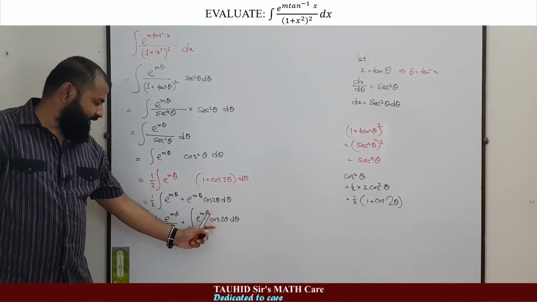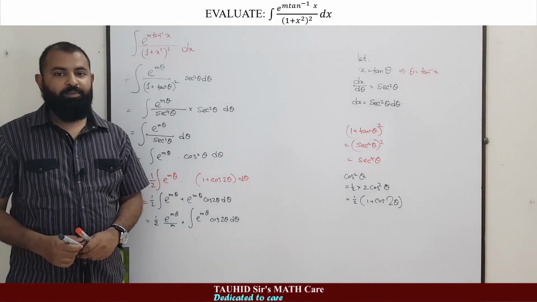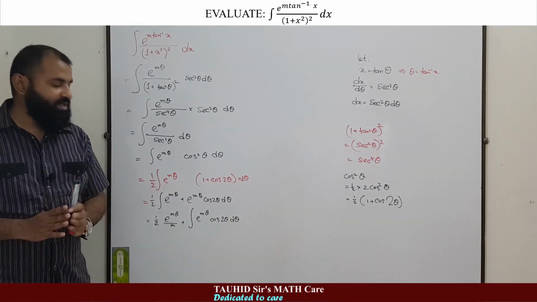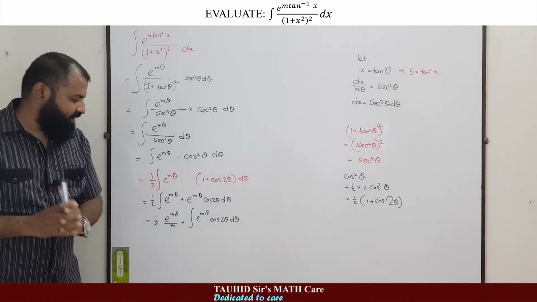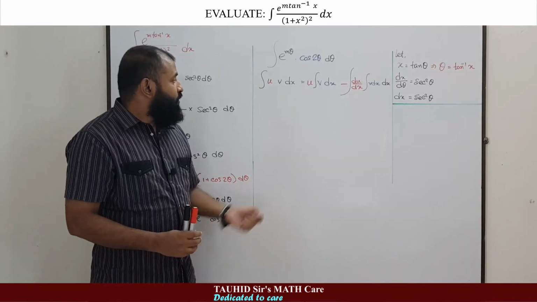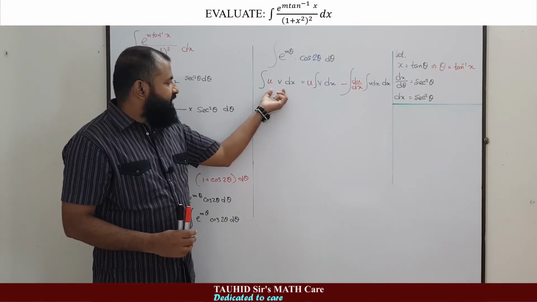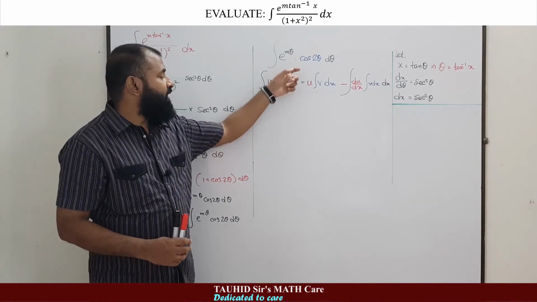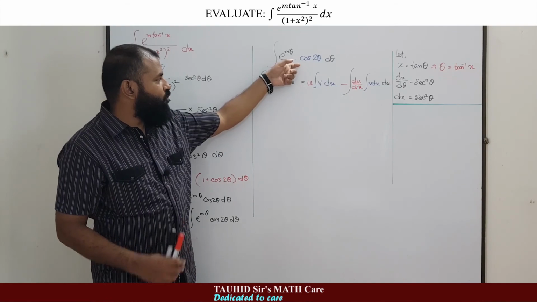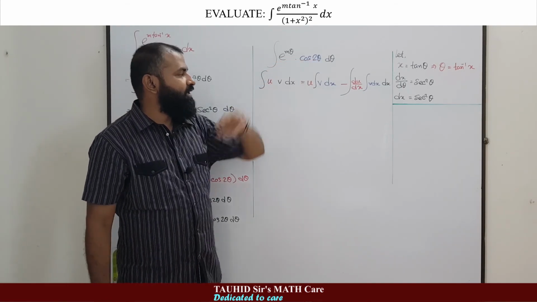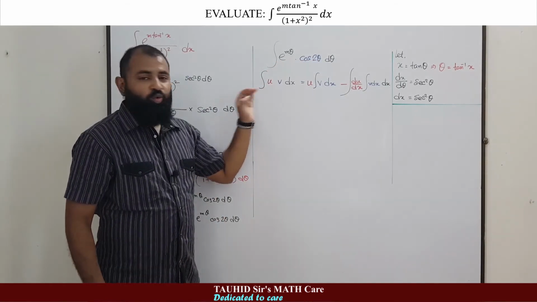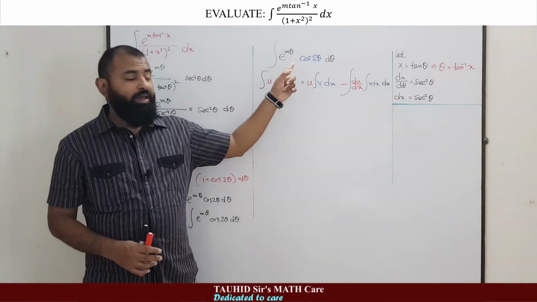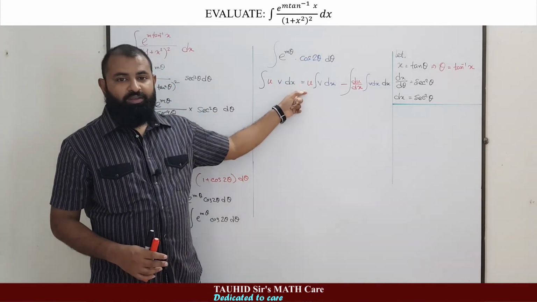We need to integrate this by integration by parts. That means integration of UV rule. We will use integration of UV rule and find the value of this. Now we will use the integration by parts rule or the UV rule to find the value of the integration of e to the power m theta into cos 2 theta d theta. I have written the formula here. You will let u and v from here and use this formula to find the value.